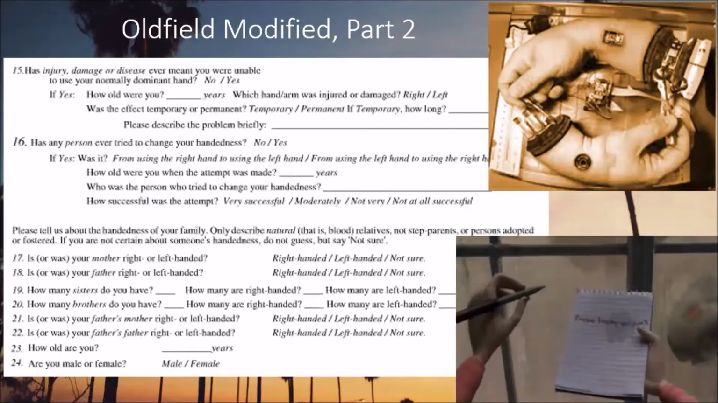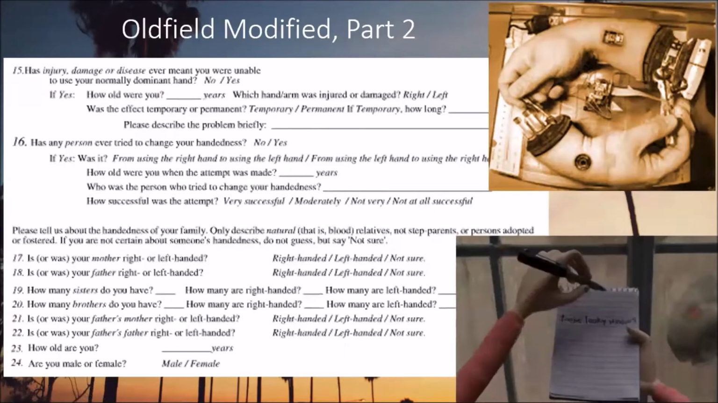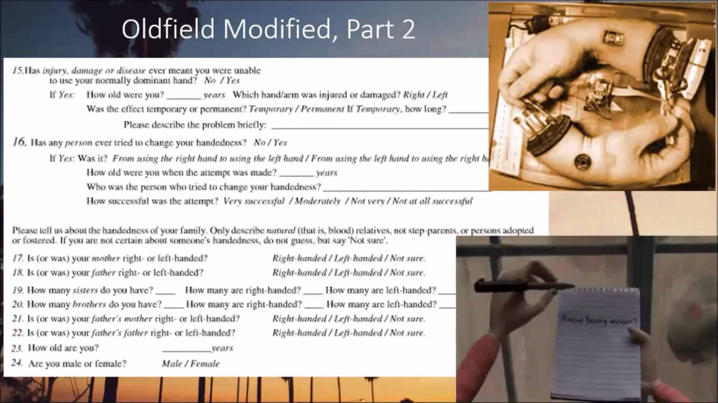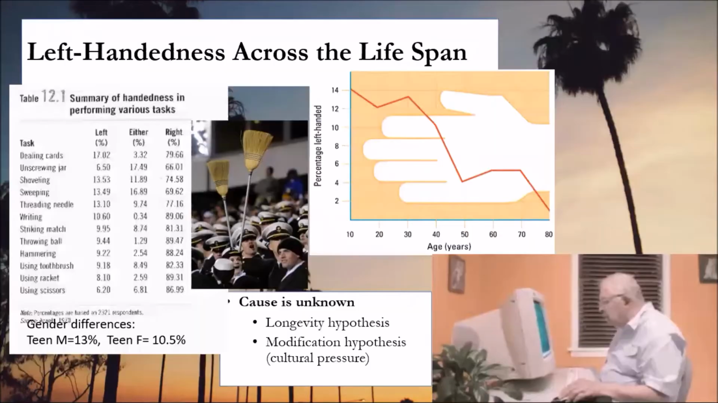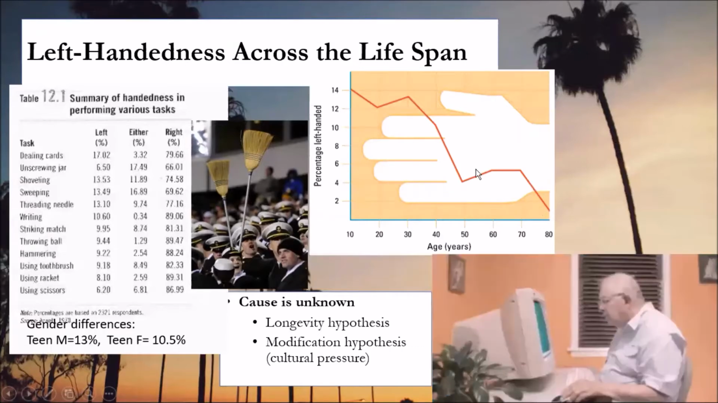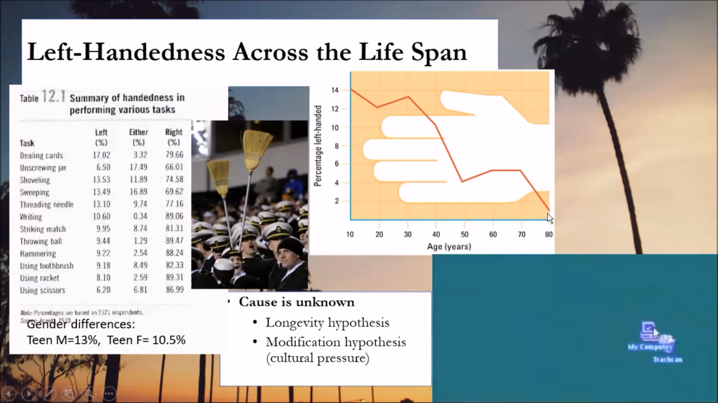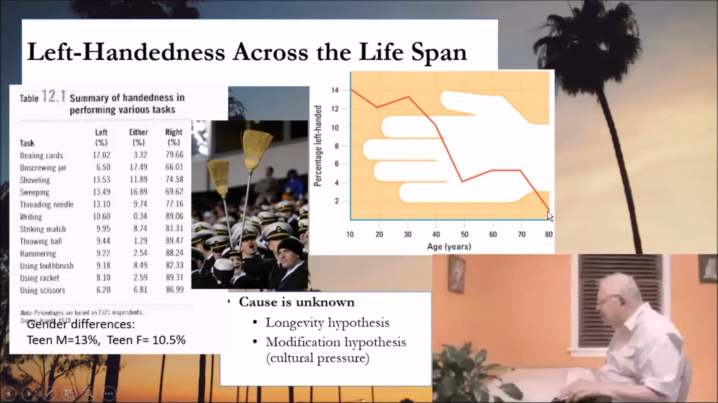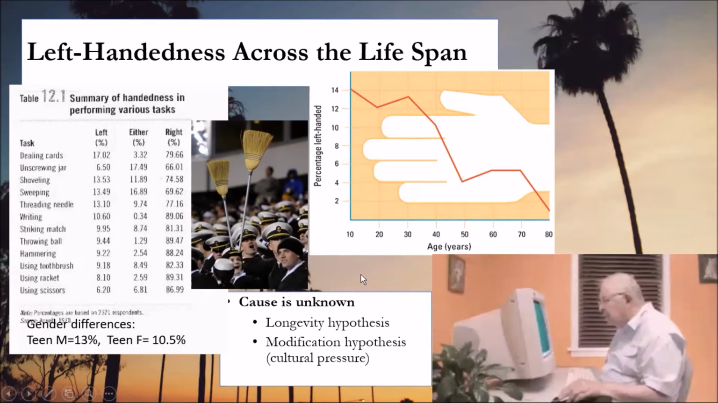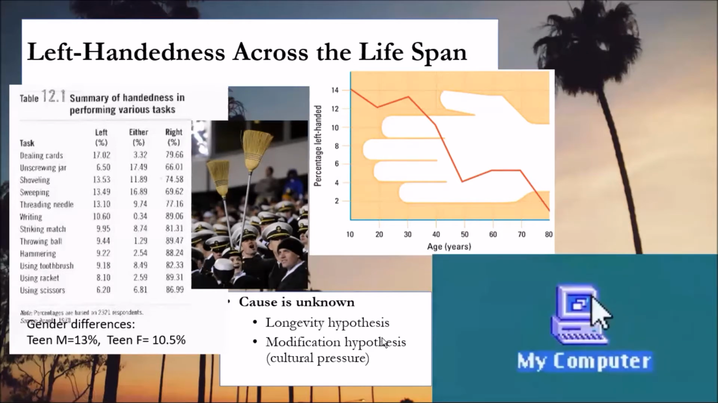And furthermore, you can look at how handedness comes to be. Is it a genetic issue, and do you see it in your families? It is genetic for some, and for others it's environmental. What we do know is left-handedness drops through the lifespan, and you have a much lower percent the older you go. And there's two sort of schools of thought of why that's the case.